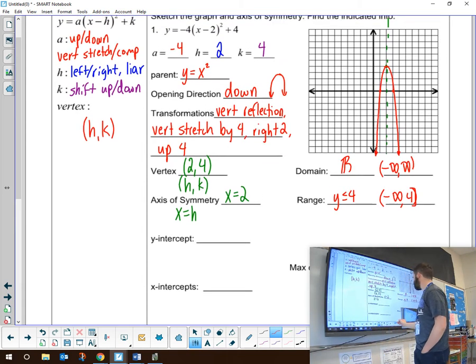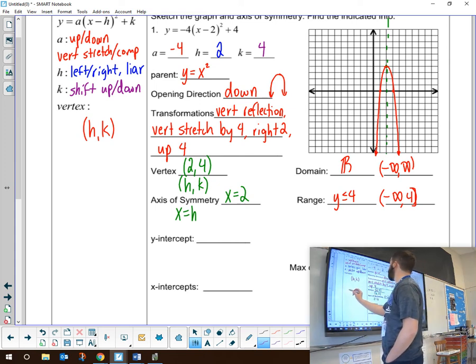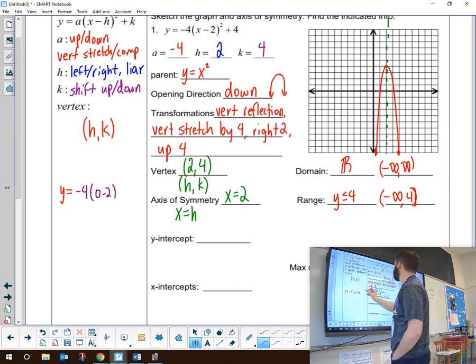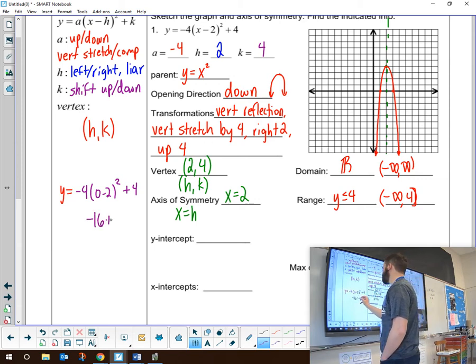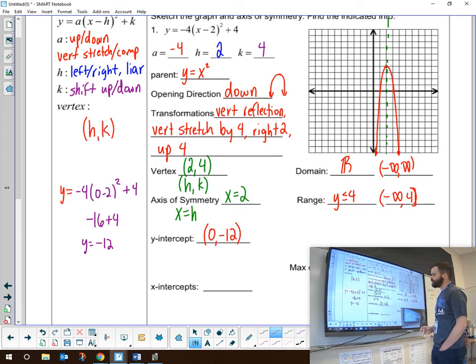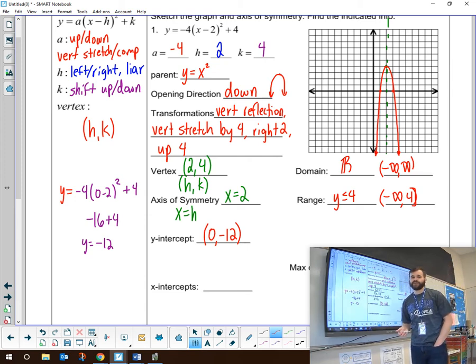To find our y-intercept, we make x 0, right? So I'm going to plug in 0 over here. So we're going to go y equals negative 4 times 0 minus 2, right? We're plugging in 0 for x, squared plus 4. Negative 2 squared is 4. 4 times negative 4 is negative 16. Negative 16 plus 4 is negative 12. So my y-intercept is going to be at 0, negative 12. Okay? That's just wherever x is 0. You can also, just like I said, find where x is 0 on your graph, or use your table. You have a lot of options available to you.